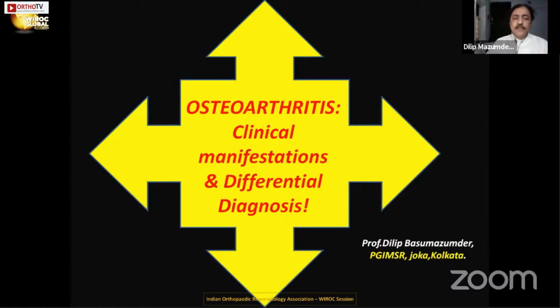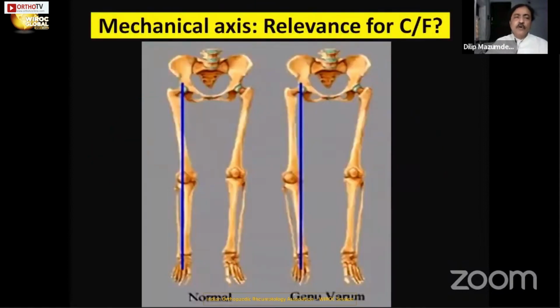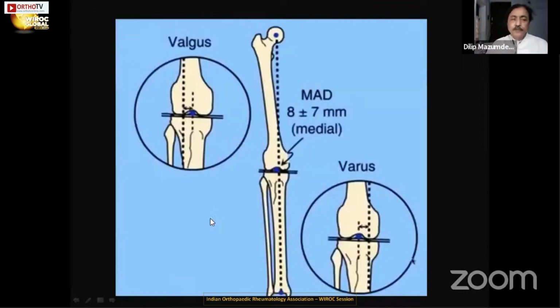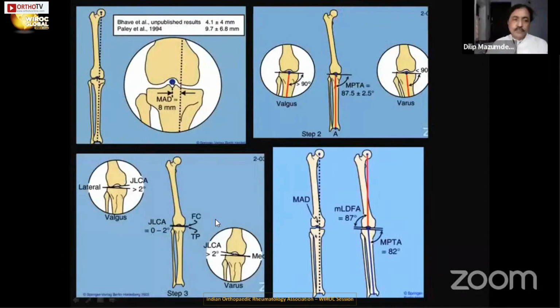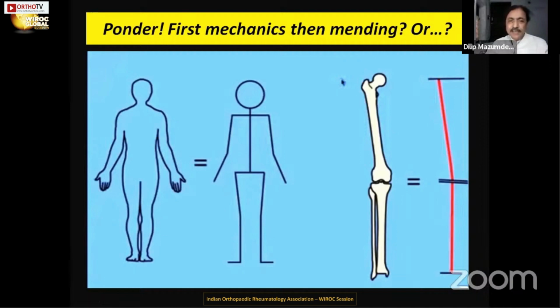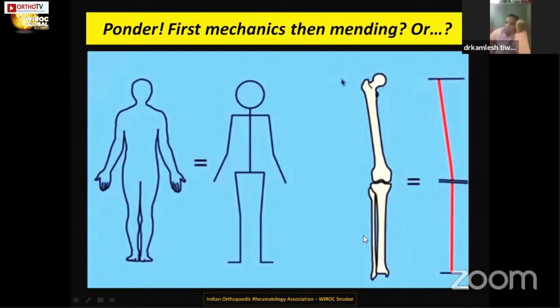This is a very simplified way I have prepared it to give you some tips and tricks on how to go for the clinical examination. So, mechanical axis relevance for clinical features: everybody knows that if the long axis deviates this way or that way, it will make you the varus or the valgus. It's very simple. Everybody knows about how much deviation there will be for the varus. Which comes first: ponder the mechanics first, then the mending, or the mending first, then the mechanics?